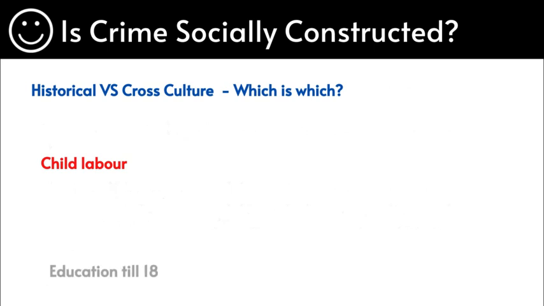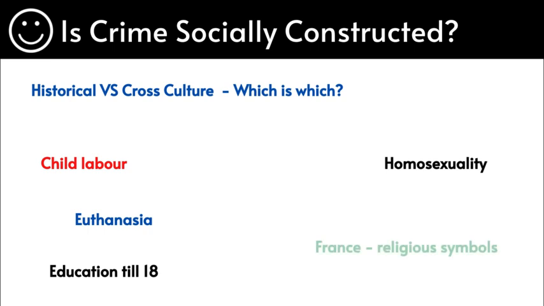Child labour, education till 18, euthanasia, this is where injections are given to people and you give consent for them to die or have a peaceful death. Homosexuality, France wearing religious symbols, you might be aware of this. After the attacks in France, it's illegal to wear religious symbols within the country, even a crucifix and various other religious symbols. Abortion, women voting. Have a go. So you must have had a good go. Let's have a look.